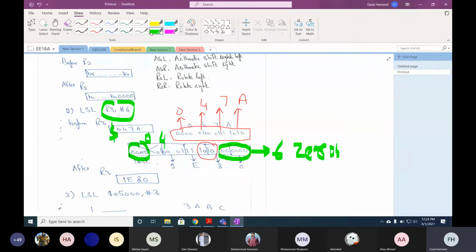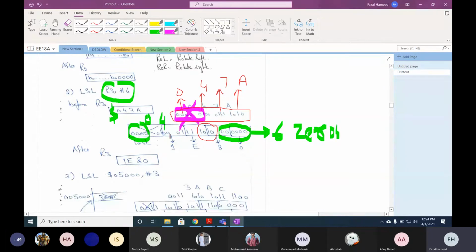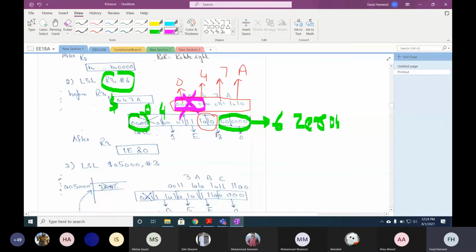So when 6 zeros are inserted, which bits will be removed? These 6 bits will be removed, and these 6 zeros are inserted. So the old contents is 047A. What is now the new contents? 1E80. So this is 1E8 and 0.